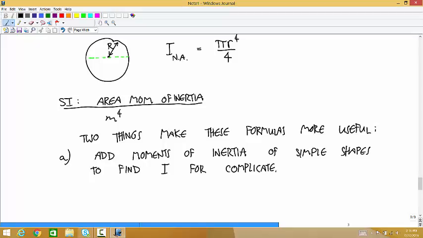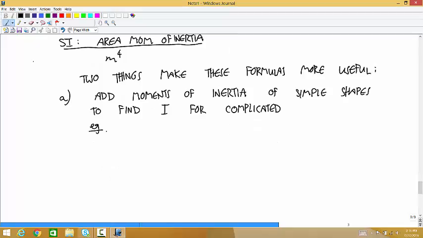So what I mean is, for example, if you have an I-beam, you can break that up into 3 rectangles, calculate the moments of inertia of those, and add them up. In order to do that, though, you need to know the moments of inertia of those component rectangles about the neutral axis of the whole shape. So you have to be able to change the axis.